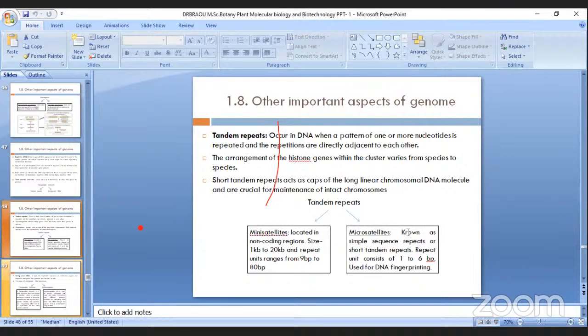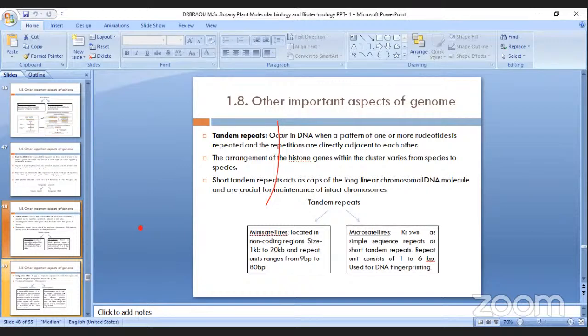So these are tandem repeats. Within a DNA, where you find repeated nucleotides and these repetitions are adjacent to each other, it is called tandem repeats. These tandem repeats act as caps to the DNA molecule and help in the maintenance of intact chromosomes.